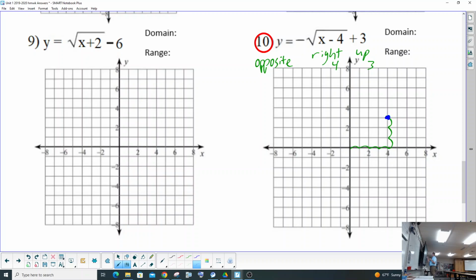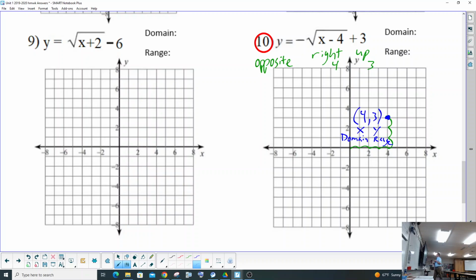Did you know that's actually your domain and range? What are you talking about? You'll see. So that's over 4 and up 3. Well, that's technically the x value and the y value to do with your domain and range. Didn't really teach that, but that's actually kind of a trick to doing domain and range for square roots.